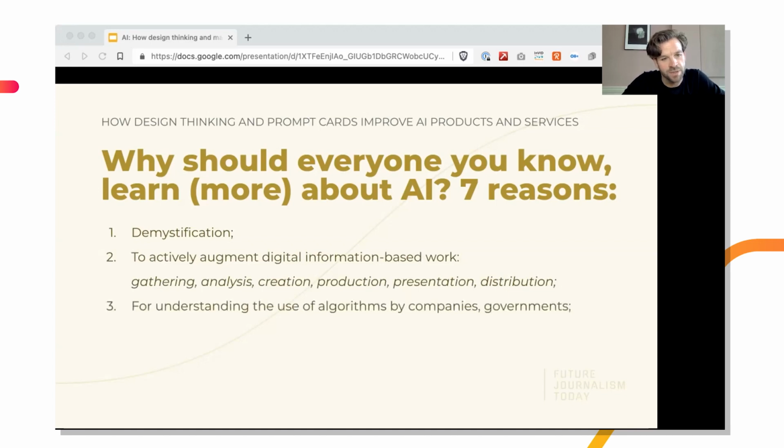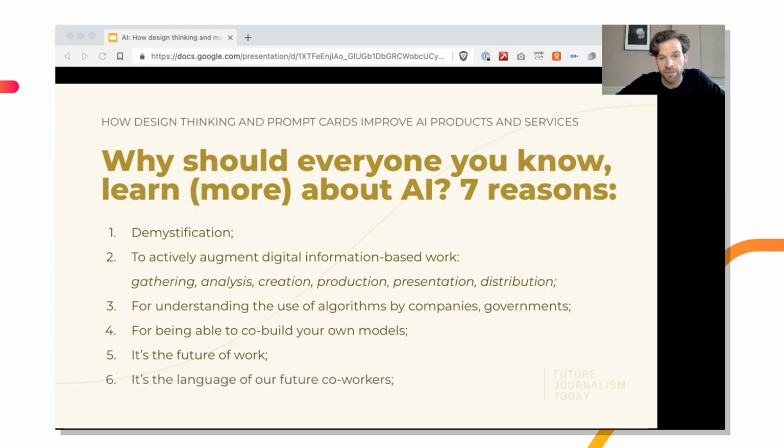For understanding the use of algorithms by companies and governments, that reflects some of the responses in the chat. For being able to co-build your own models. It's interesting. That's why you should know more about AI, because probably you or your coworker will use it. It's the future of work. There will be a lot of job opportunities within the field of AI from many different industries. It's the language of your future coworkers. Obviously, if you don't want to be in AI, your coworkers will be. So if you want to talk to them, work with them, you have to understand them. They have to understand you, but you also have to understand them in return.